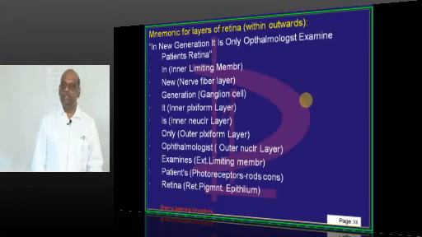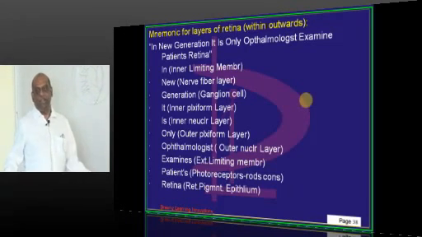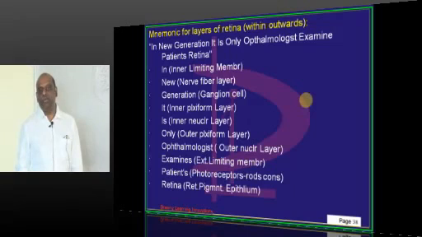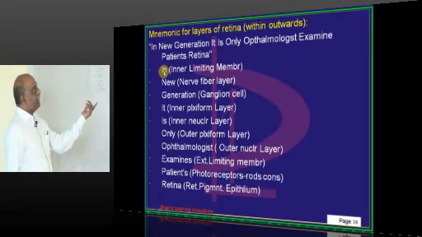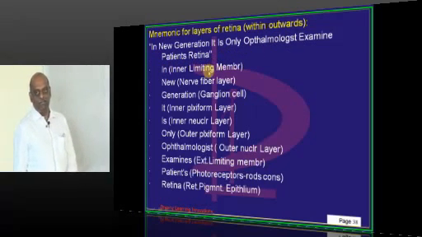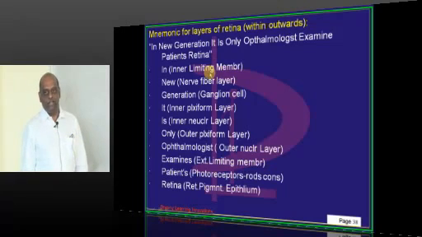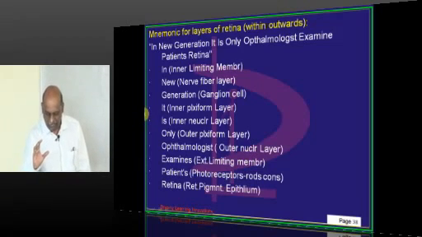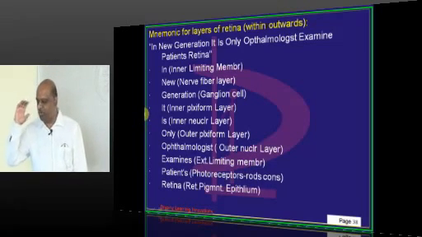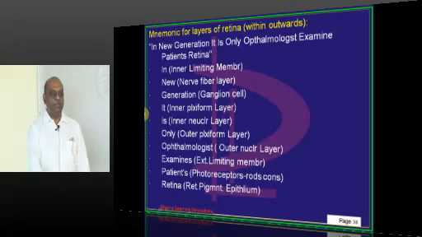One way to remember is some stupid mnemonic, that's the only way. Naturally only you can remember, better remember. In the new generation it is only ophthalmologists who examine the patient's retina. In the old generation MBBS doctors used to examine. Case number 1 he used to do a cervical examination. Case number 2 ocular examination. They used to be like entrance preparing students.